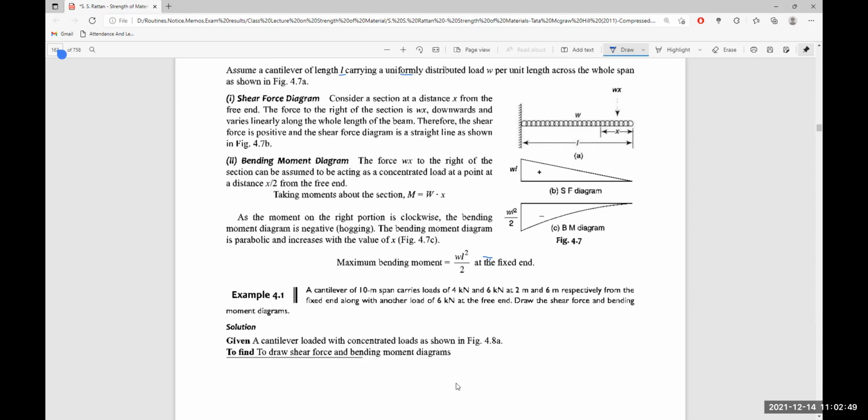The bending moment is parabolic and increases with the value of x. As the moment on the right portion is clockwise, the bending moment is negative, hogging. Here, we take the bending moment of this section, where the load acting on the section is omega x at a distance of x by 2. So the bending moment created at this end will be omega x squared by 2, but it will be hogging in nature, meaning it is creating tension at the top surface. The bending moment is parabolic, increasing with x, and the maximum is at the fixed end, that is omega L squared by 2.